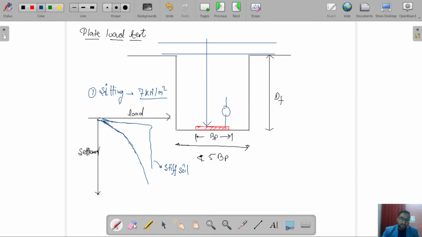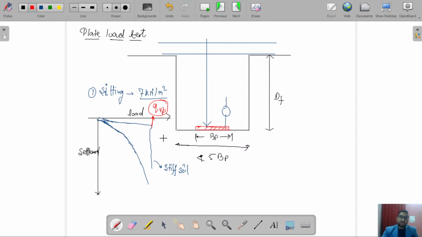Now, the load at which this soil fails will be our maximum load which soil can carry. It is the maximum load which soil can carry before failure. If I divide this load by area, this will be my ultimate bearing capacity, or QU. This QU will be for this plate, so this is QU of plate.